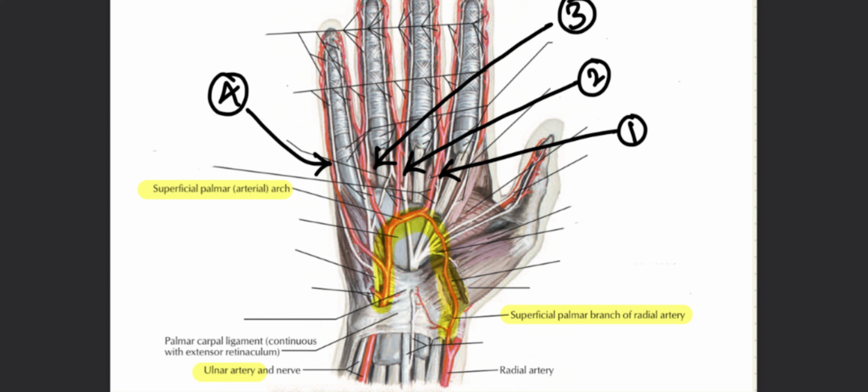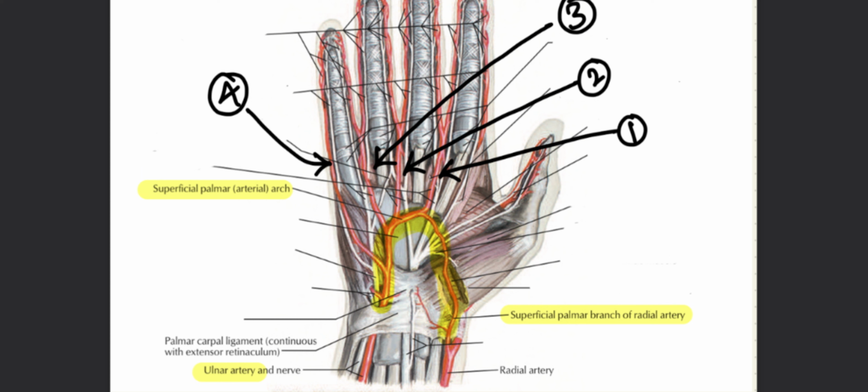On the medial side, the ulnar artery is coming, and this ulnar artery is forming a loop, that is an arch, and it is completed by the superficial branch of the radial artery, that is also shown here. And from that arch, we can appreciate that three common digital arteries are coming out. They are marked as 1, 2 and 3.